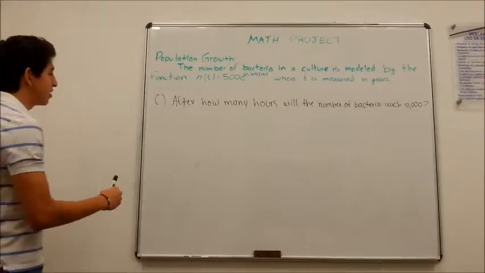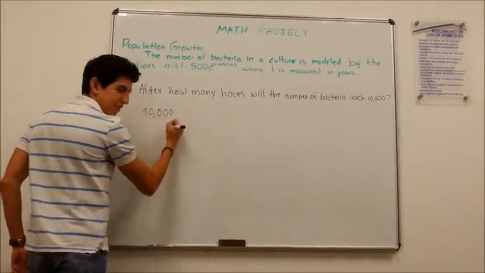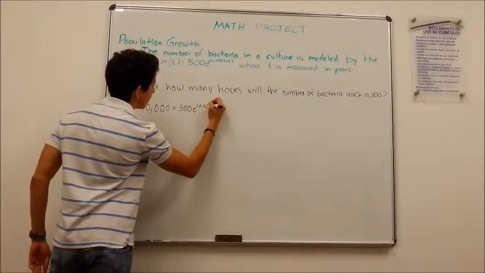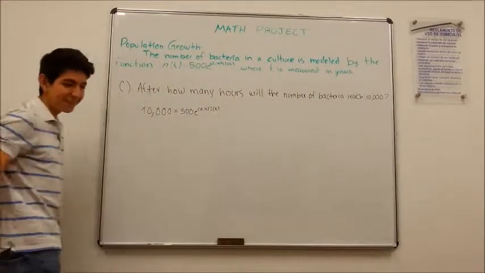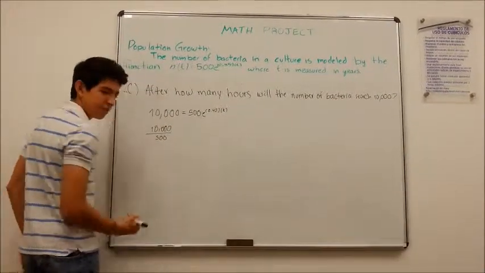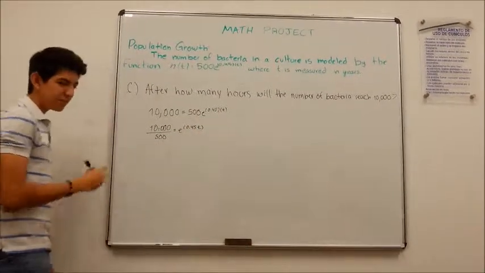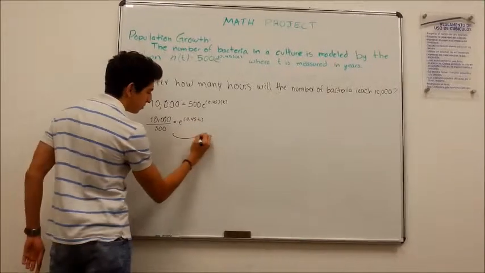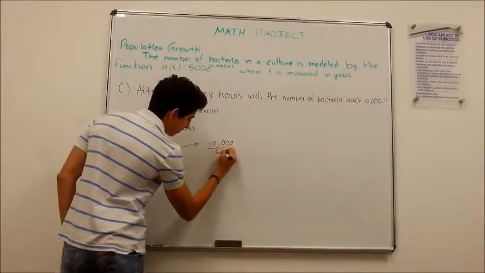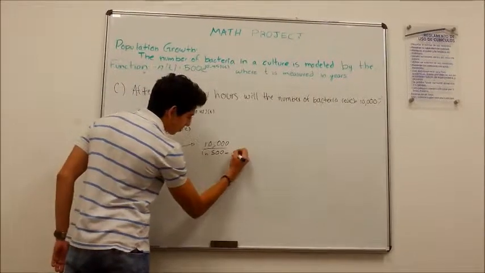Okay. In this problem, we're gonna see after how many hours will the number of bacteria reach 10,000. First, we have 10,000, and this is equal to 500e to the power of 0.45t. Then we're gonna pass 10,000 over 500, which is gonna be equal to e to the power of 0.45t. After that, we're gonna get ln, the logarithm, of 10,000 over 500, equals 0.45t.